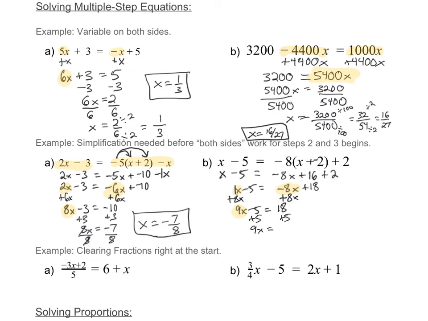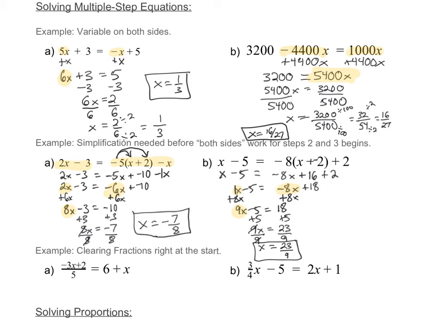So now I have finished using addition or subtraction to get my variable part by itself. And so now I'm going to use multiplication or division, in this case division, to get my coefficient of my variable to be 1. And this leads me to x is 23/9.